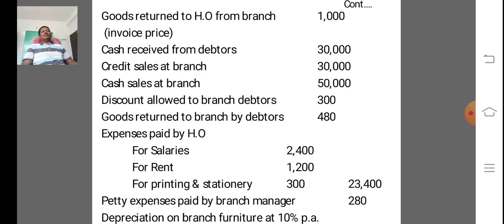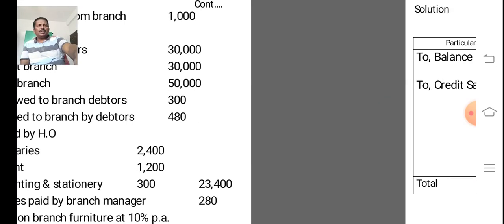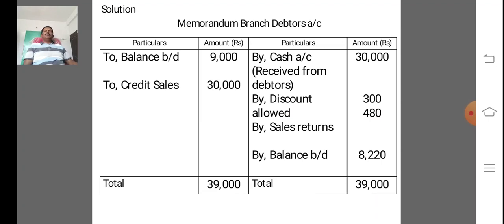So 3,600, 3,900. And petty expenses paid by the branch manager 280, and depreciation on branch furniture at 10% per annum. So first we prepare branch debtors account to identify the missing information.